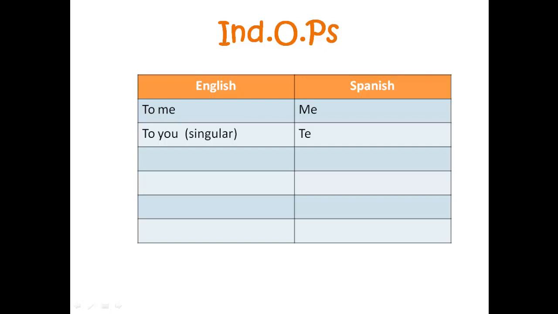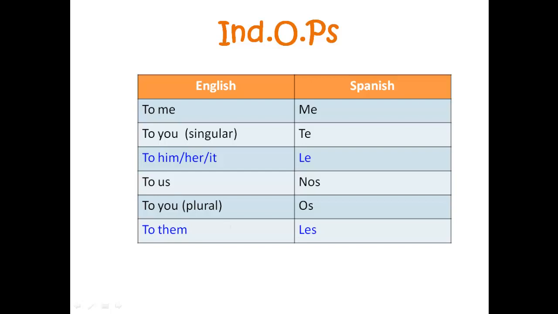In English, to you, for you, by you, with you, or whatever. In singular form, in Spanish, just te. To him, her, or it is le. To us, nos. To you, plural, os. To them, les. So you'll notice that all of these are exactly the same as direct object pronouns, with the exception of le and les.